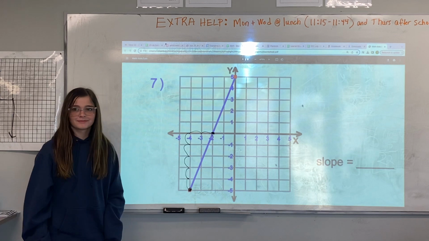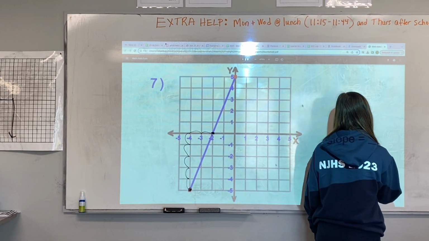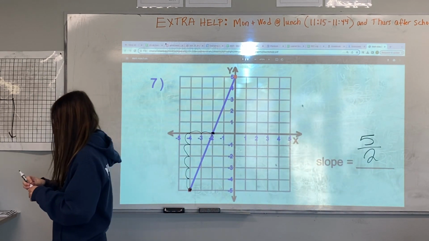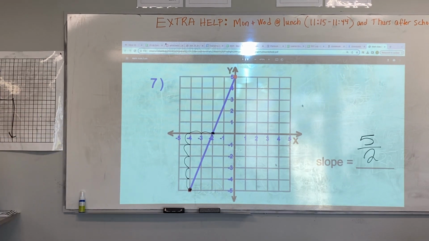Okay, so what'd you get? Good, 5 over 2. She went up 5, which is positive, over to the right 2, which is also positive. Can that be reduced? Should we change it to a mixed number? No, 5 over 2 is correct. Very good.